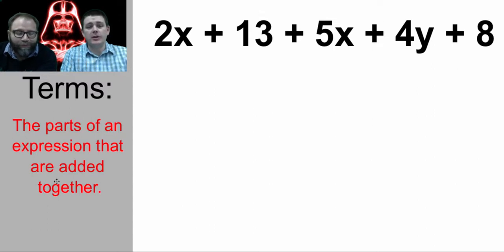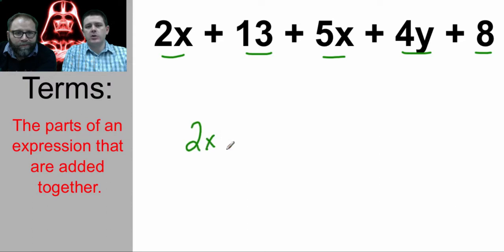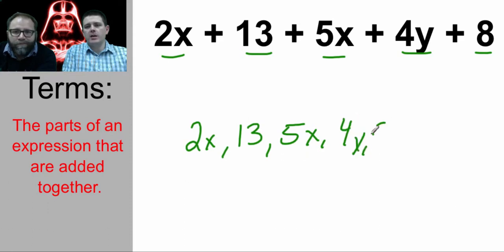So we're going to start with our first term, actually the word term. It is the parts of an expression that are being added together. So go ahead and fill that vocabulary into your notes and then jot down this example. Basically, your terms are just each of the separate pieces that go into the expression, the problem. So we would just list them out. 2x is a term, 13 is a term, 5x is a term, 4y is a term, and 8 is a term. It's just each of the separate pieces.